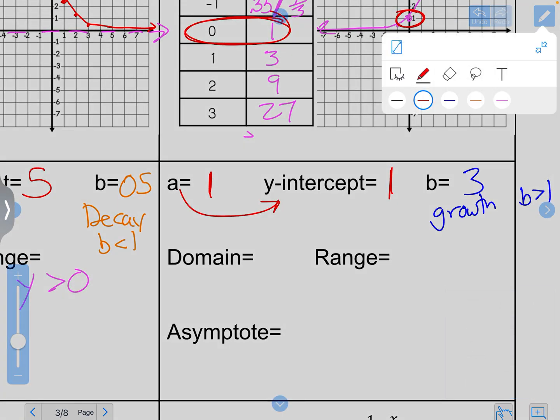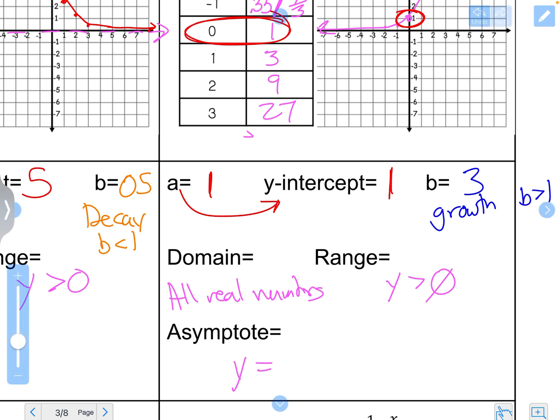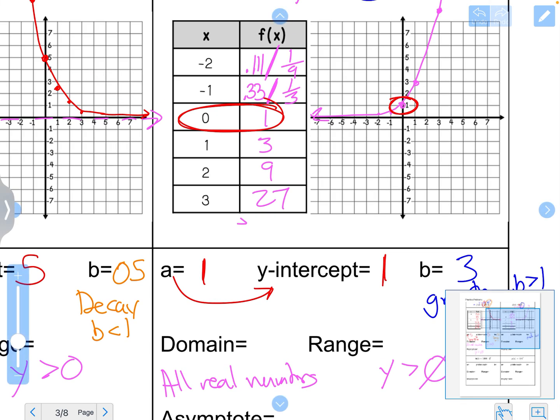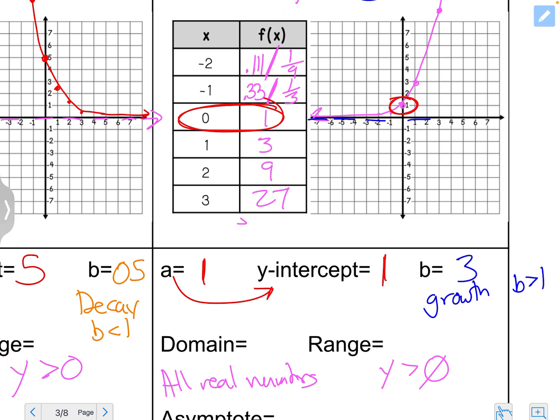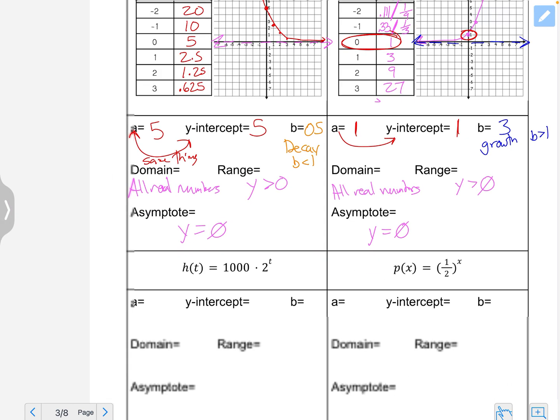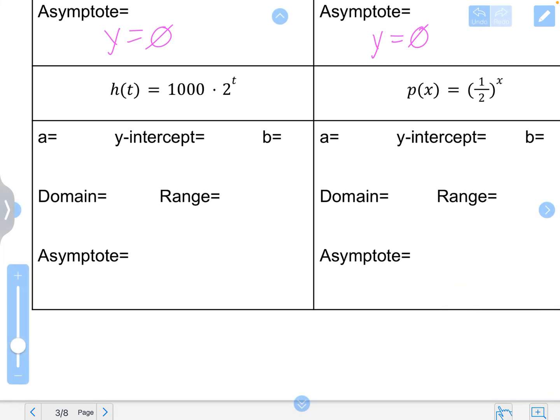Again, domain and range. Domain is all real numbers. Range is y is greater than 0, and asymptote is y equals 0. Again, our asymptote on this graph is the x-axis. All right, I want you to do these two on your own and check them with the completed class notes.